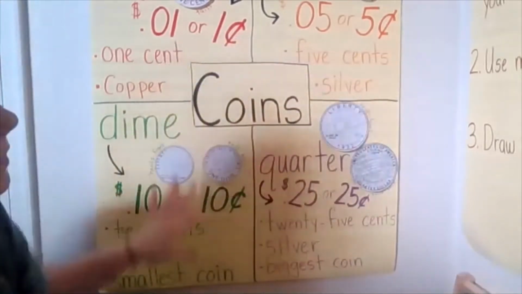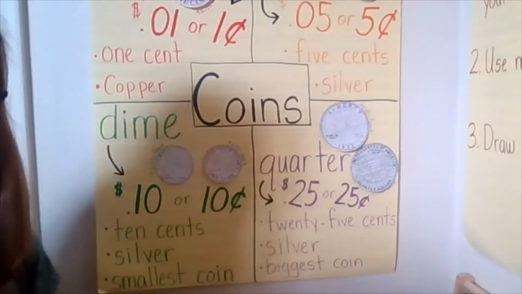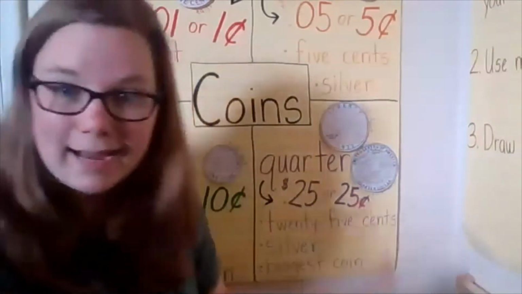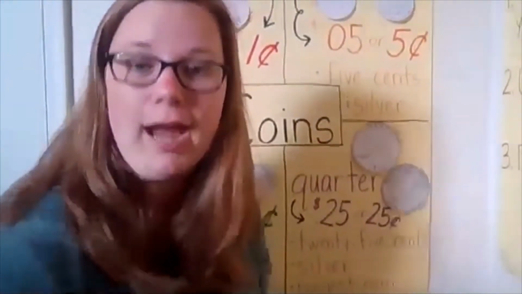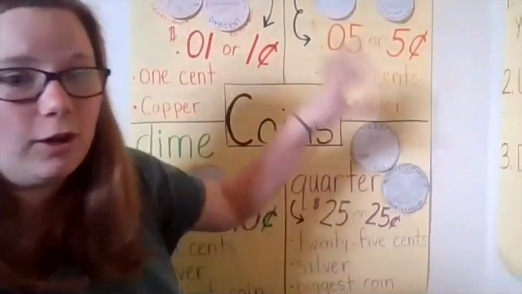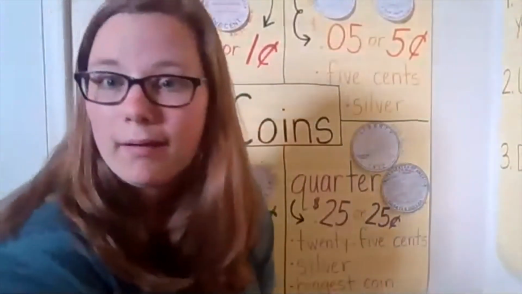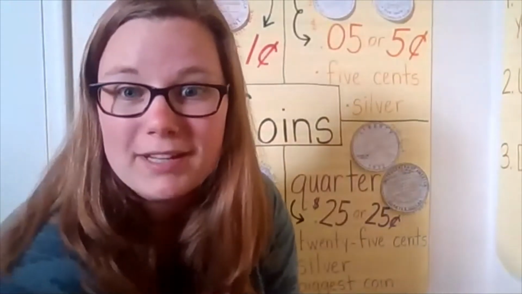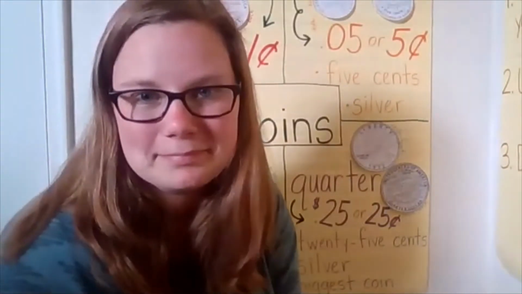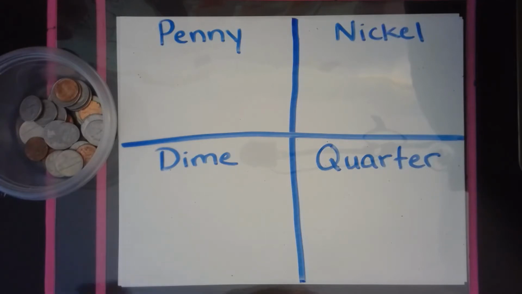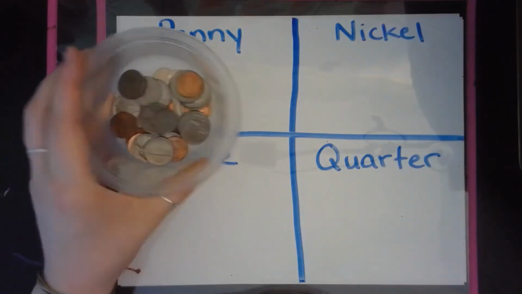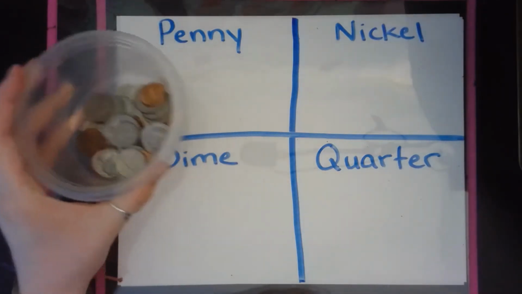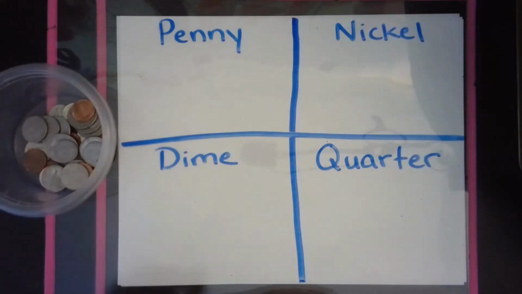So you can contrast these coins by their size. Now that we've finished looking at our chart for our 4 coins, let's continue exploring our 4 coins by sorting them. I have all these coins mixed up in my bowl here. I want to sort them by the type of coin they are.